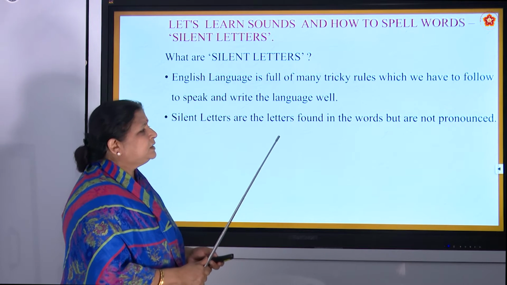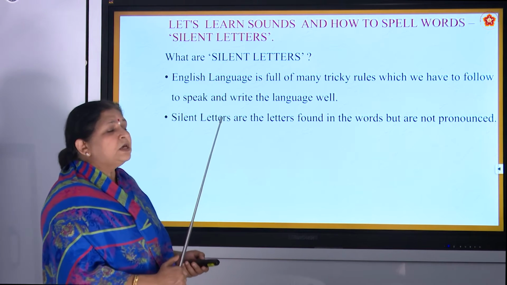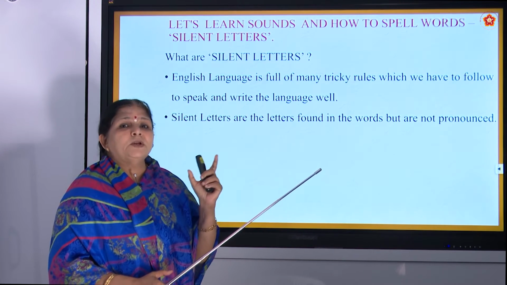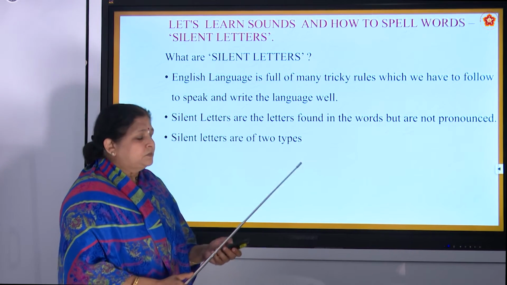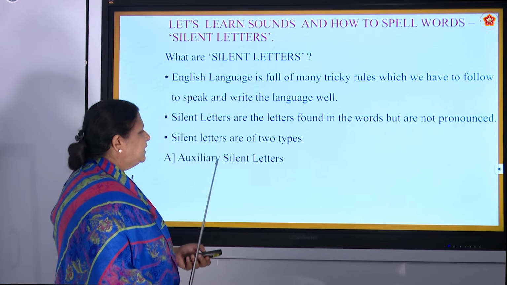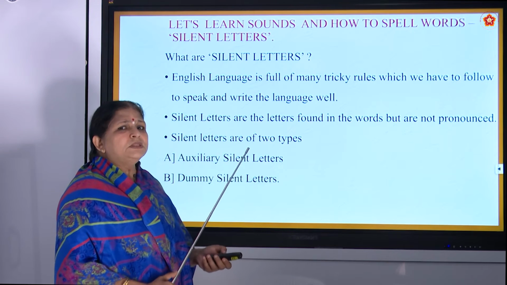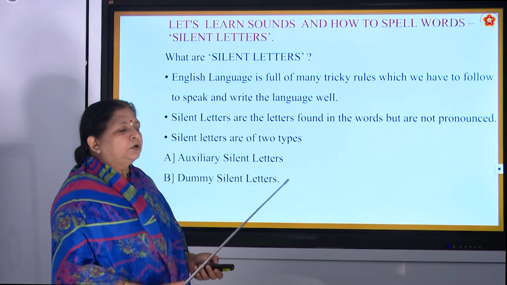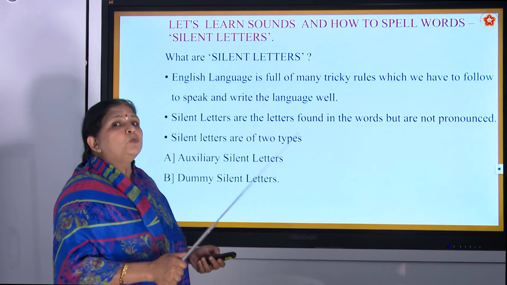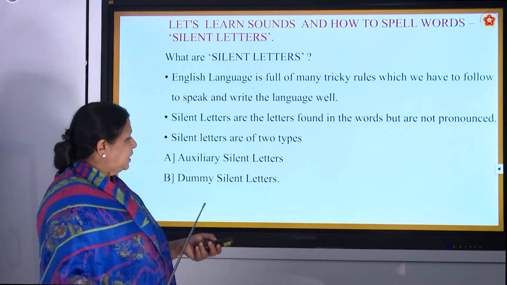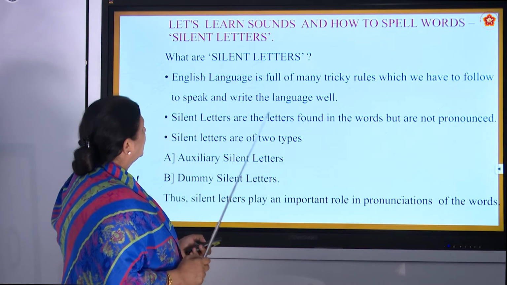Silent letters are the letters found in the words but are not pronounced. Now what do you mean by this? See, they exist in the word but they are not pronounced. Okay. Let us see. Silent letters are of two types. Now what are they? Auxiliary silent letters and dummy silent letters. Okay. Now at present in this level of English learning, you don't bother about this. Just remember that there are silent letters in the words. As you grow more and more in English, at that time we will learn what are auxiliary and what are dummy silent letters.